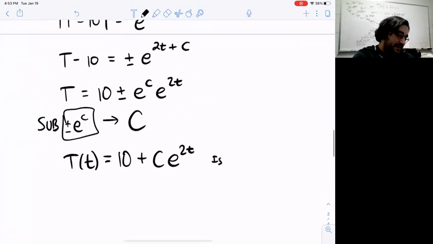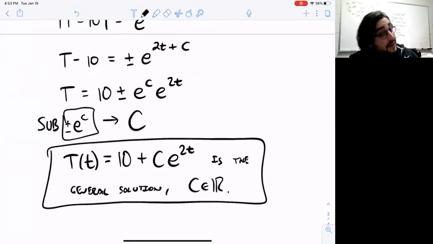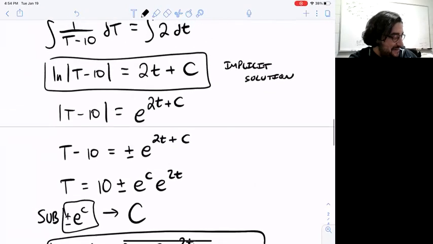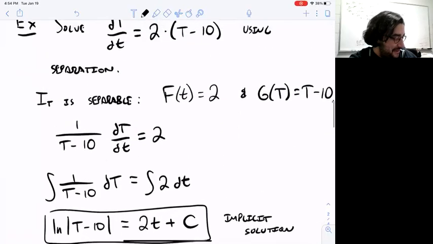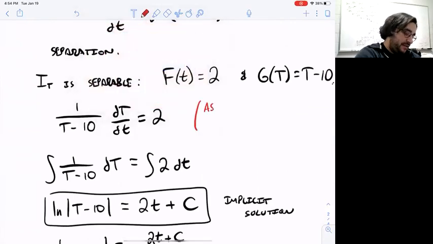So this is the general solution. So we got it via separation of variables, right? Where c can be any real number. Now there is a skeleton in the closet here. So be careful at this step right here where we divided. Note that we have an assumption.